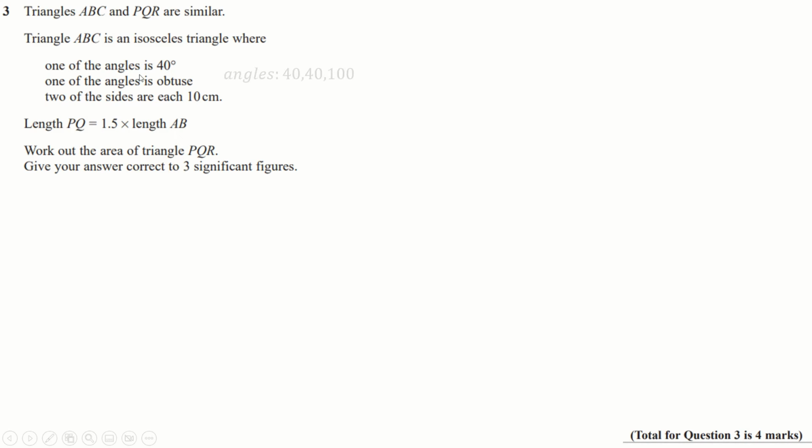ABC and PQR are similar. Now, if one of the angles is 40 and one of them is obtuse and they're isosceles, isosceles means that two of the angles are the same, but we can't have two obtuse angles in a triangle because obtuse angles are bigger than 90. So that would make the total sum over 180. So there must be a 40 repeated twice, and if 40 is repeated twice, the remaining angle is 100.